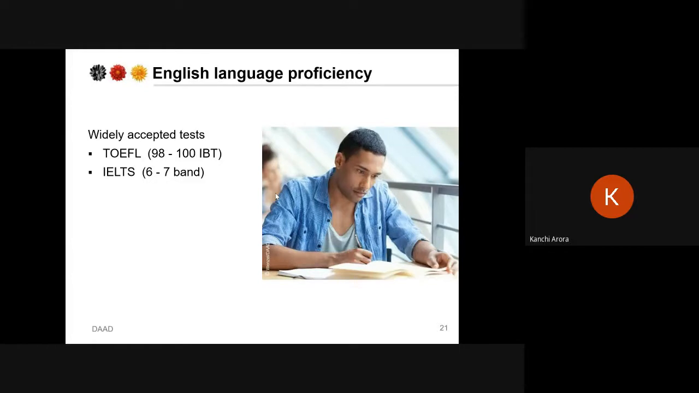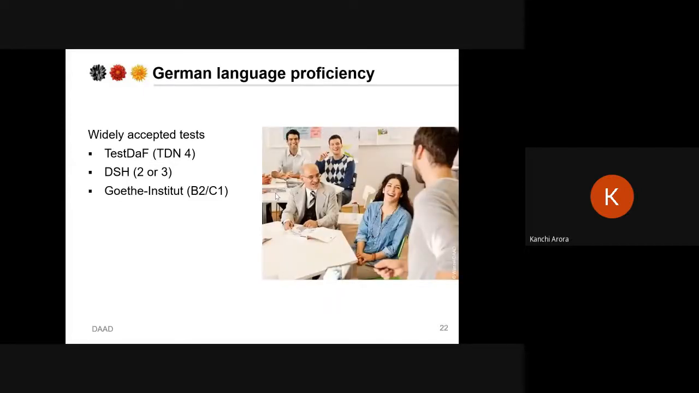Like I said, for the English language proficiency, the universities might ask you for a TOEFL or an IELTS. These are the bands. Again, they would specify the band. Sometimes they might ask for a 7.5 also, let's say, when it comes to IELTS. If you are interested in doing a course in German, these are the widely accepted tests for German language proficiency: the Goethe Institute, the DSH, and the TestDaF.